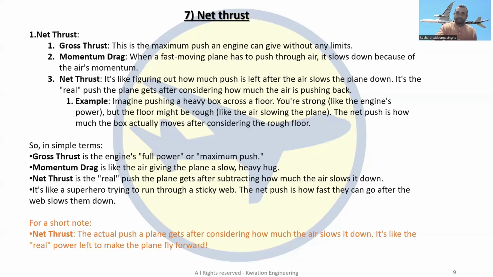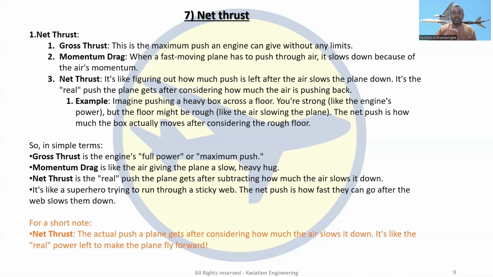All right. So the next one, net thrust. First, the gross thrust, which I talked about before. This is the maximum push an engine can give without any lift. And momentum drag: when the fast moving plane has to push through air, it slows down because of the air momentum. Net thrust is like figuring out how much push is left after the air slows the plane down. So it's the real push the plane gets after considering how much the air is pushing back.